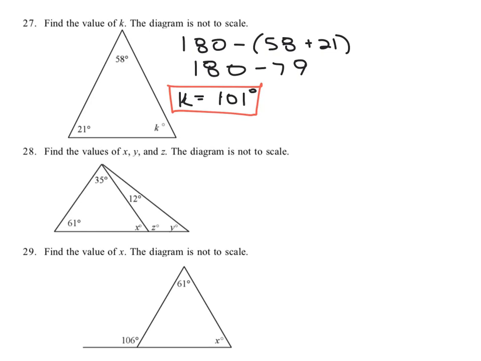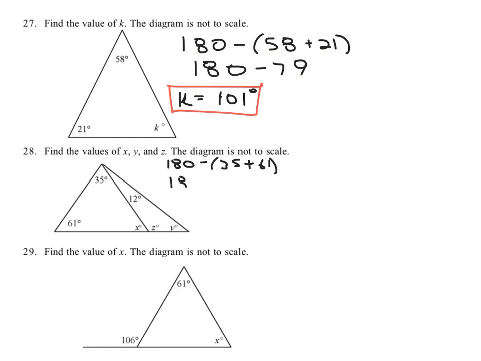Okay, excuse me just a second. 28 then says find the value of x, y, and z. Well, we're going to do the same thing for x. For x, we're going to say 180 take away the sum of the other two angles that are already there, 35 plus 61.